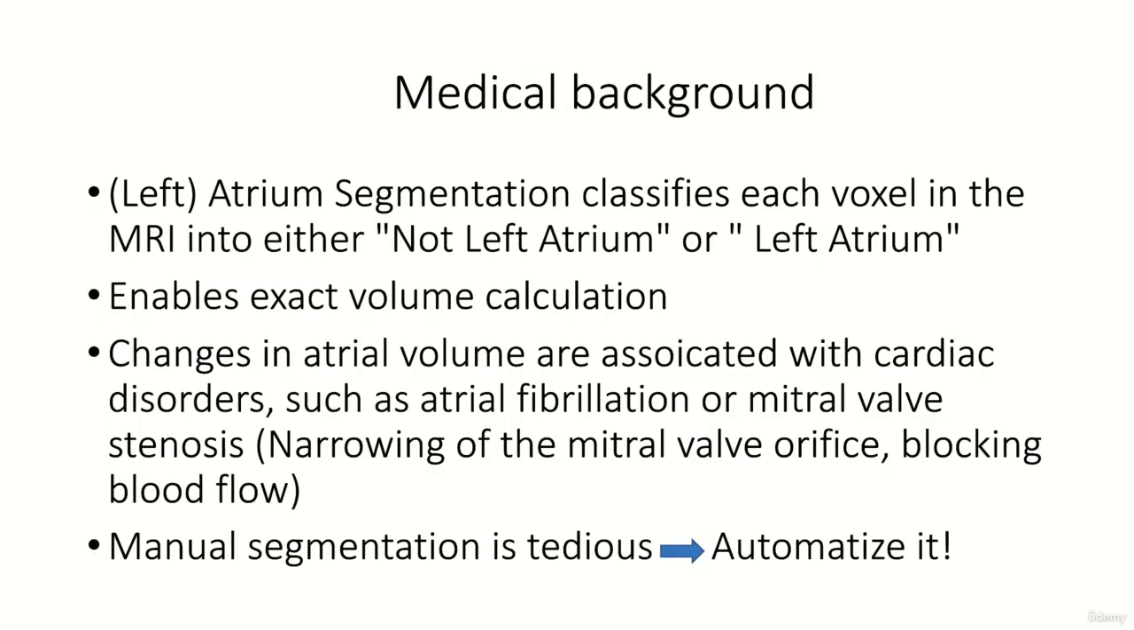Segmenting an image is the process of assigning a specific class to all pixels or voxels in an image. In our case, this means that each voxel is either classified as not left atrium or left atrium. This segmentation of the atrium allows to exactly calculate its volume. Changes in atrial volume are associated with multiple cardiac disorders such as atrial fibrillation or mitral valve stenosis, which basically is a narrowing of the mitral valve orifice, blocking blood flow to the heart chambers.